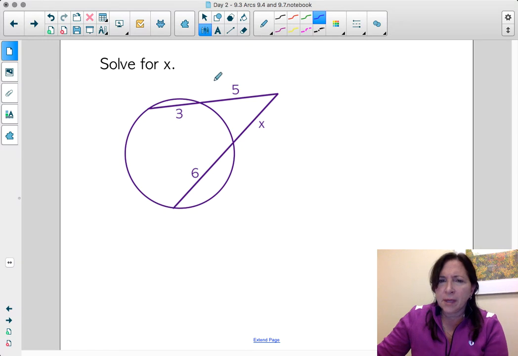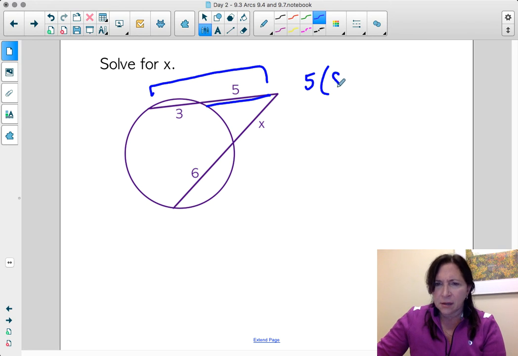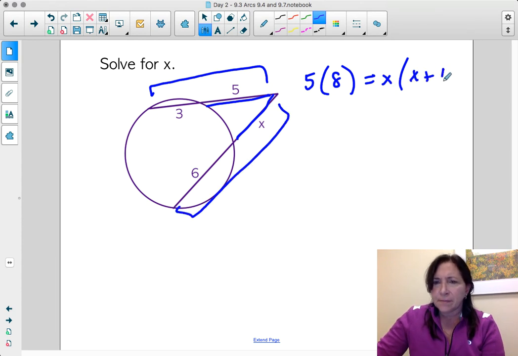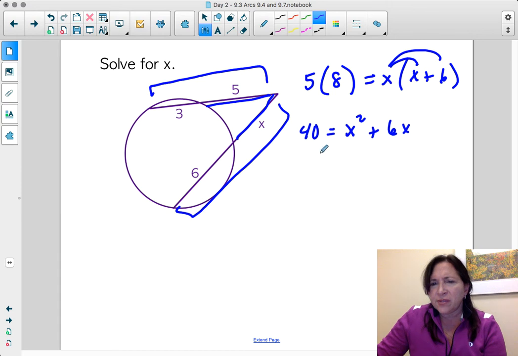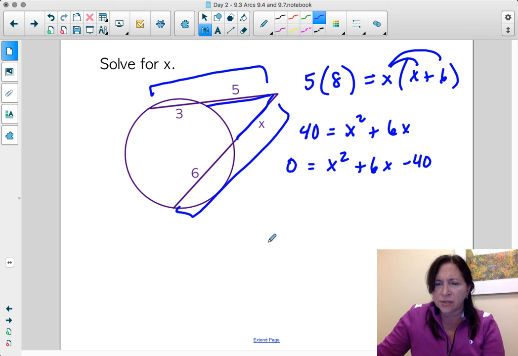So another problem, again, outside: we have 5 times the sum, which is 8, equals the outside X times the sum, which is X plus 6. And so we have 40 is equal to X times X, which is X squared, X times 6, which is plus 6X. I notice this is quadratic, so we're going to set that equal to 0. We have X squared plus 6X minus 40 is equal to 0.